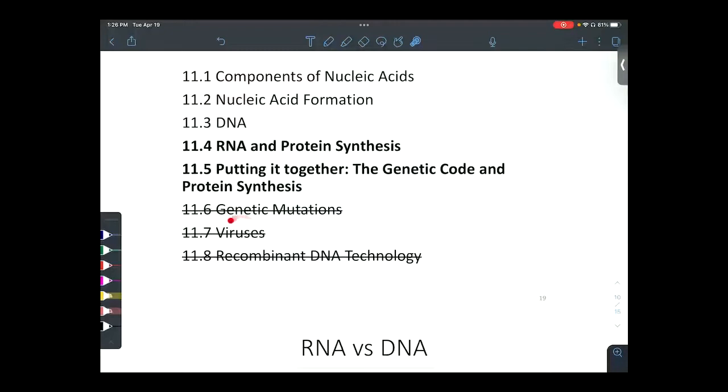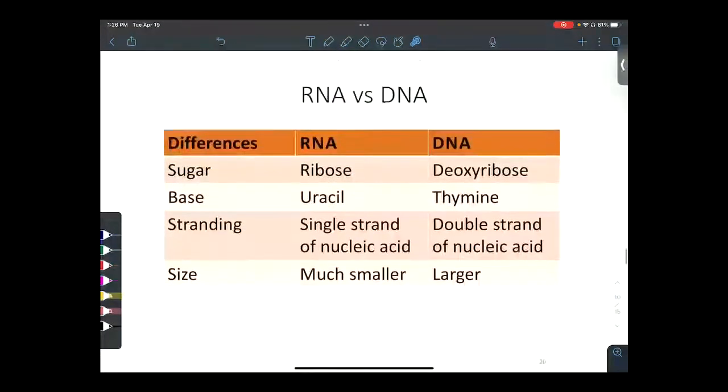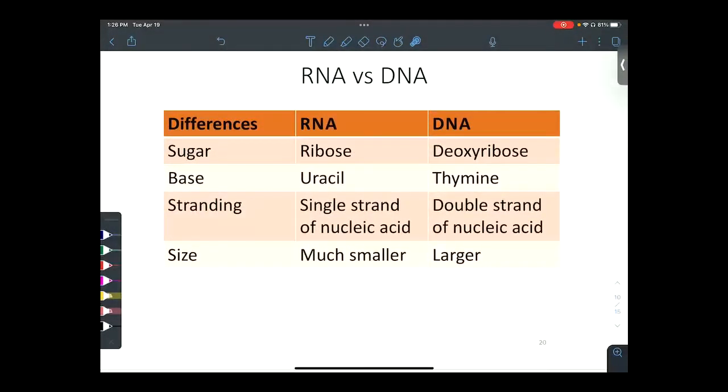And yeah, we're not going to talk about these things, so we're almost done here. All right, so just a quick comparison of RNA and DNA. We already talked about it a little bit in terms of naming. R in RNA stands for ribose. D in DNA stands for deoxyribose. So that's the big thing, that the ribose sugars differ.